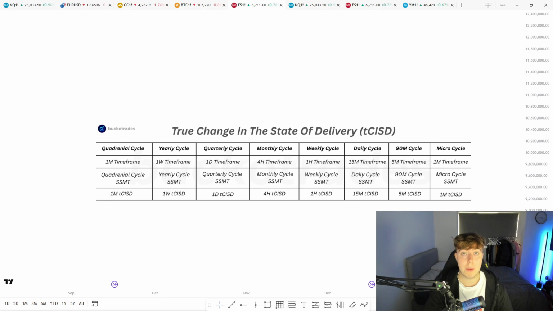So it is, of course, based upon the change in the state of delivery, a concept taught by ICT. That is where it originated from. So that's where the idea comes from. But then I added my own twist using quarterly theory. And then basically we look for the specific tCISD after something occurs, a quarterly theory concept occurs basically. So I'll break it down.